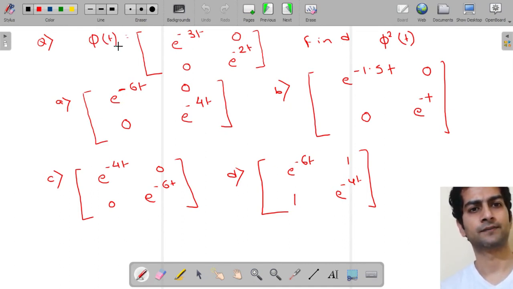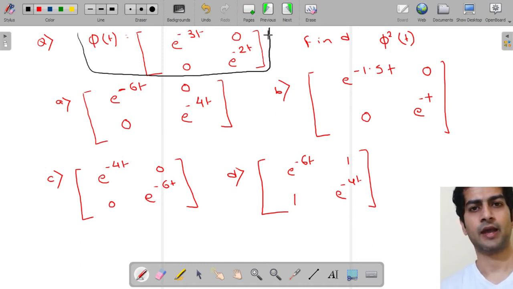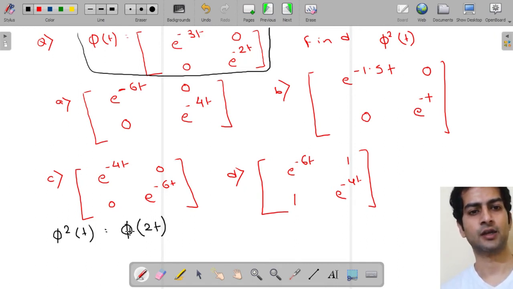It is given that the STM is e to the power minus 3t, 0, 0, e to the power minus 2t. This is my STM, and it is asked to find phi square t. So see, it is a direct question on a property of STM, where we know that phi square t will be equal to phi 2t.